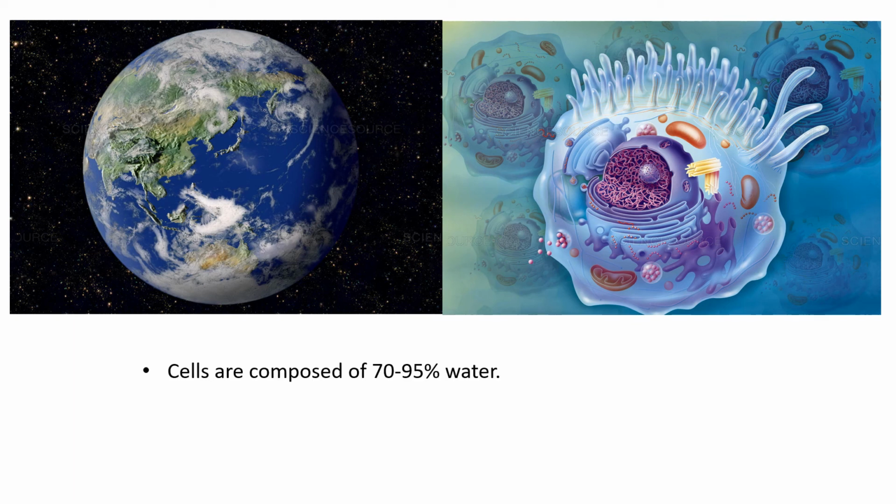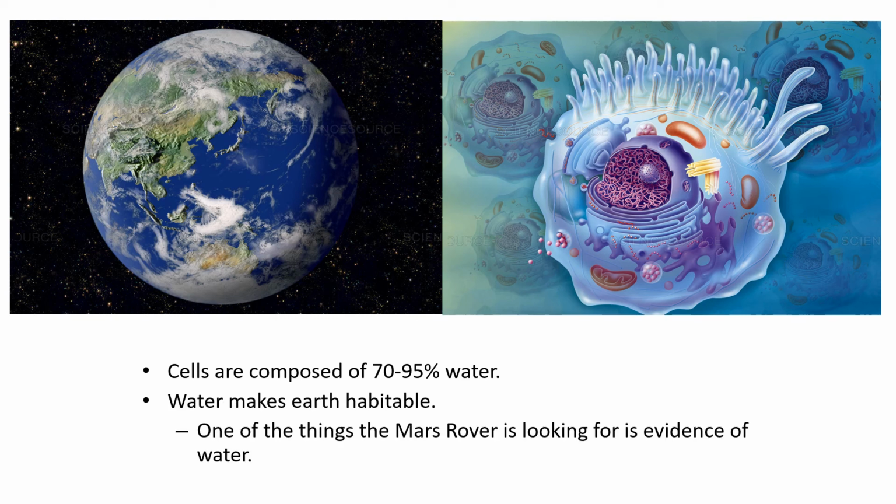Cells are composed almost entirely, in some cases, of water, so 95%. Most of them are going to be somewhere in between 70 and 95%. Water makes the Earth habitable, and one of the first things that we look at when we're on other planets or exploring out in outer space is looking for evidence of water, because we know that water was essential for the beginning of life on our planet. And if there's water other places, it's possible that there could be life forms there as well.